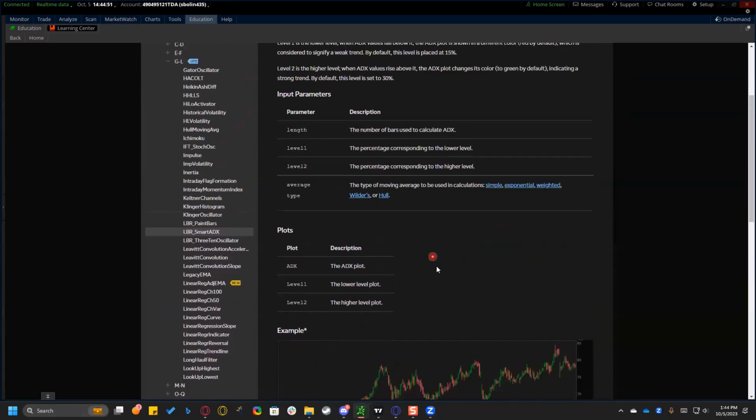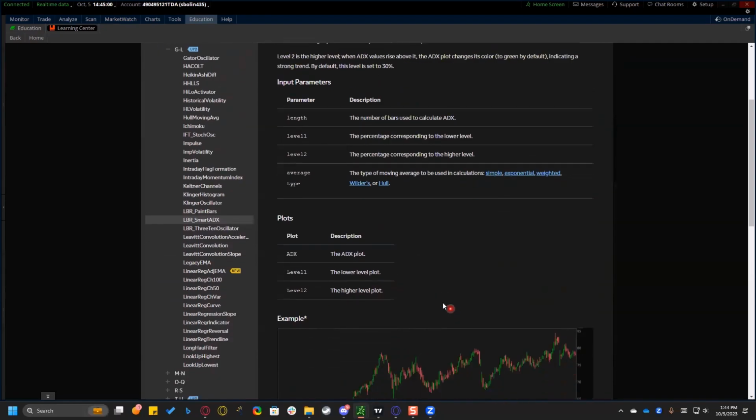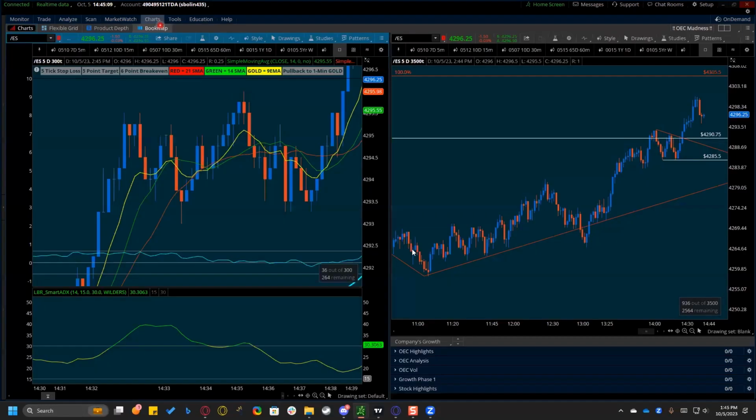And so rather than using a normal ADX or even the ADXR, I propose for the TMV that we use the LBR Smart ADX. Sounds kind of high tech, right? We get to call it whatever we want.